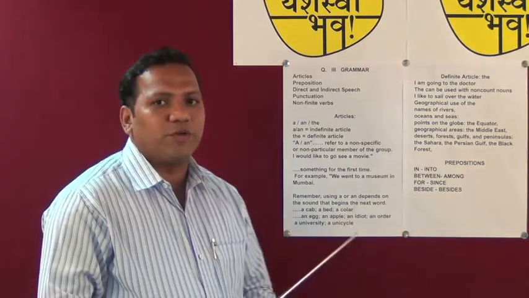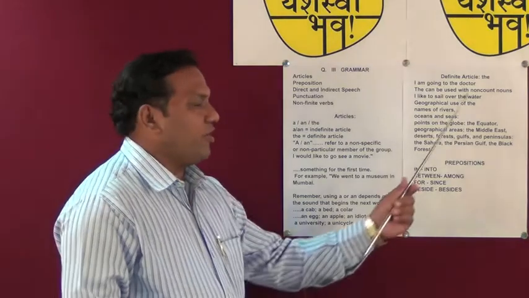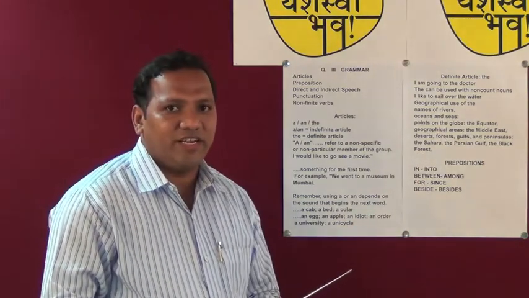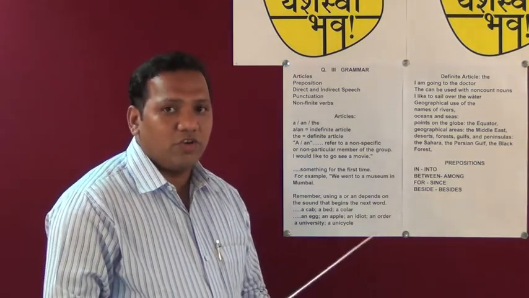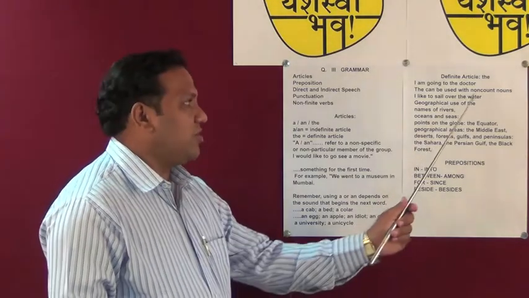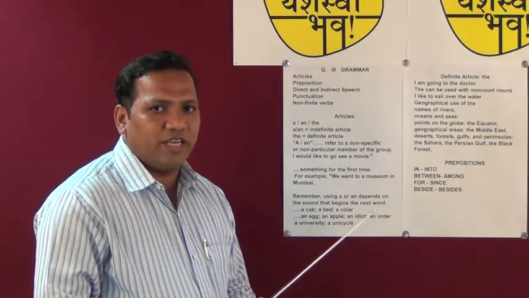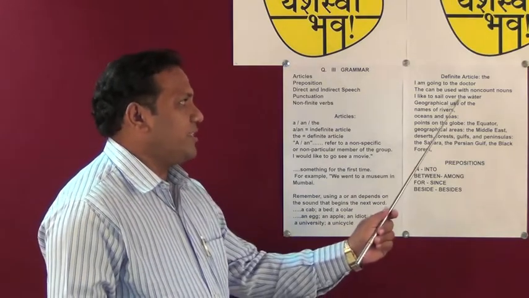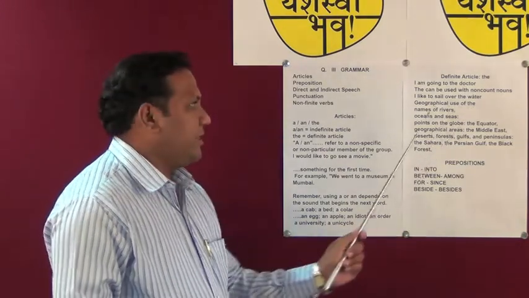Another example, sugar. Again, sugar is non-countable because it requires a unit, that is kilo. A kilo you can say, but you cannot say a sugar because it is non-countable. So if you want to say particular sugar, then you may say the sugar, like this.